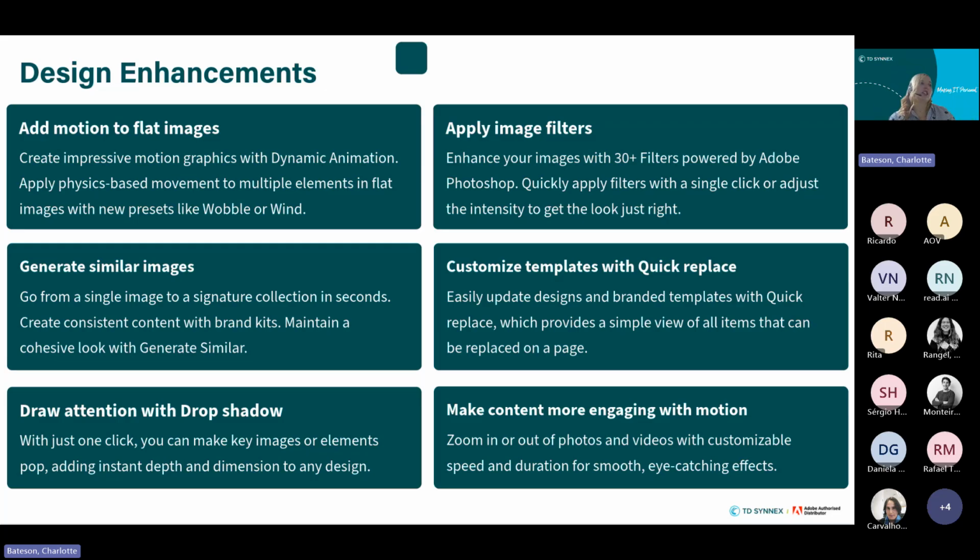You can generate similar images. So if you like an image, but you're not really certain of that image, you can create similar images using AI within a few seconds, and then you can create a signature collection. You can customize the templates with quick replace, so you can easily update designs and branded templates by adding the quick replace there, which provides a simple view of all the items. You can draw attention with drop shadow now. So with just one click, you can make key images or elements pop, adding instant depth and dimension to any design. And then you can make content more engaging with motion.